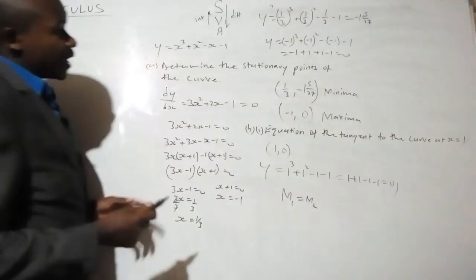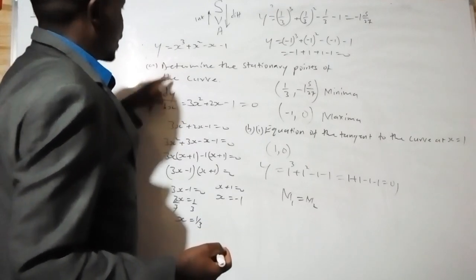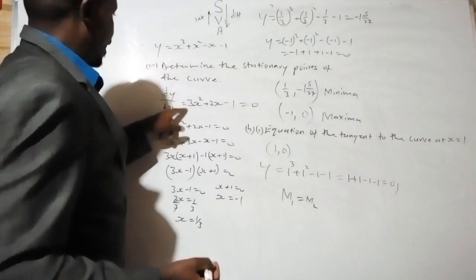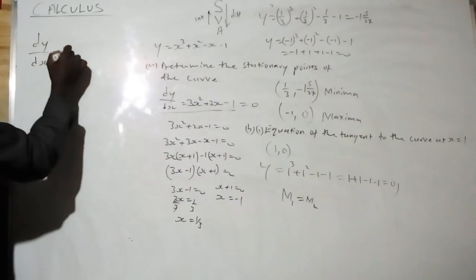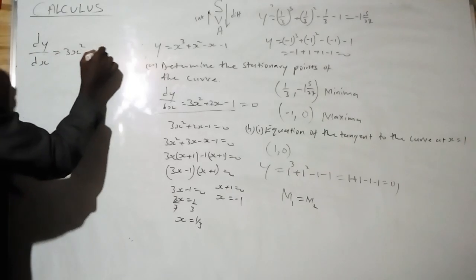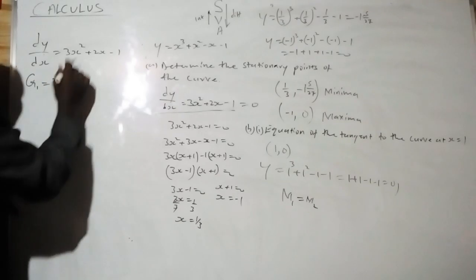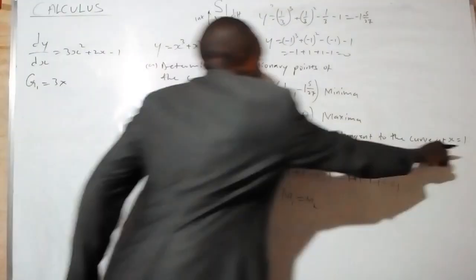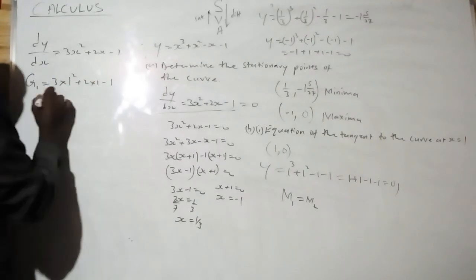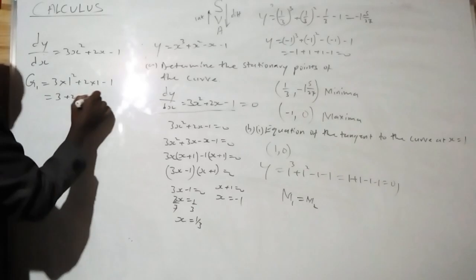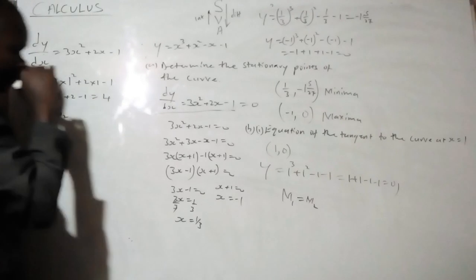Gradient, determine the stationary point. Yeah, we have differentiated, so this is a gradient function. dy over dx is equal to 3x squared plus 2x minus 1. And you can say gradient 1 is equal to 3 times x, where x is 1. You substitute 1 squared plus 2 times 1 minus 1. This will be 3 plus 2 minus 1, and it's 4. Gradient 1 is equal to gradient 2, which is 4.